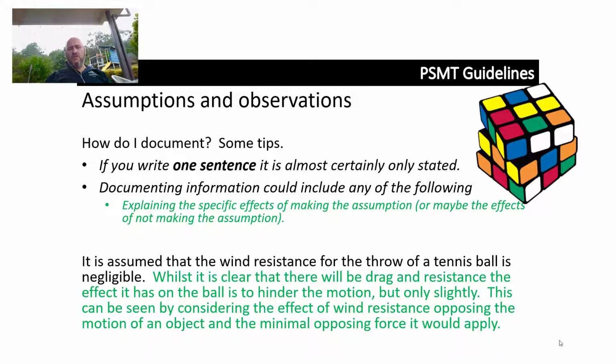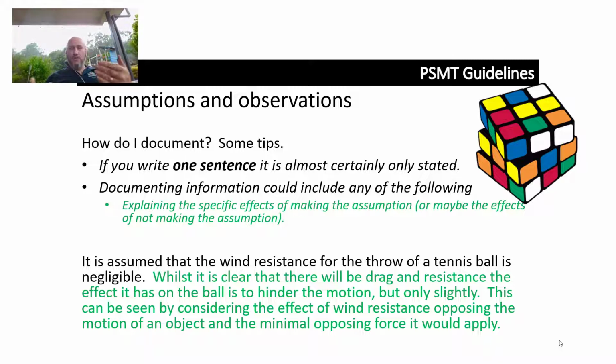Second one, and this is the green one, explaining the specific effects of making the assumption, or maybe the effects of not making the assumption. It is assumed that the wind resistance for the throw of a tennis ball is negligible. So I'm assuming that wind doesn't affect the motion of the tennis ball. And then in green, whilst it is clear that there will be drag and resistance, the effect it has on a ball is to hinder the motion, but only slightly. This can be seen by considering the effect of wind resistance opposing the motion of an object and the minimum opposing force it would apply.